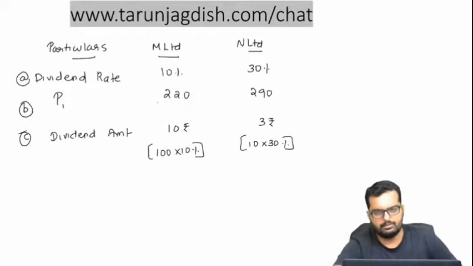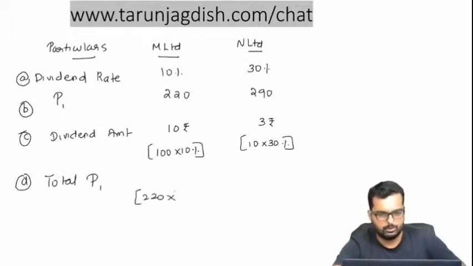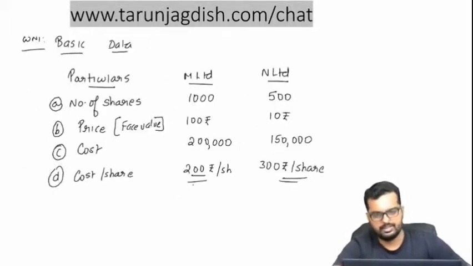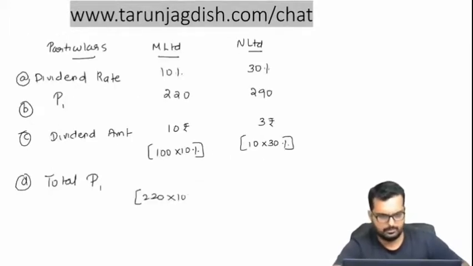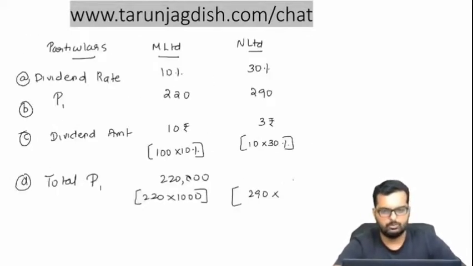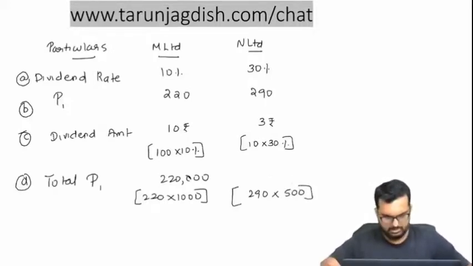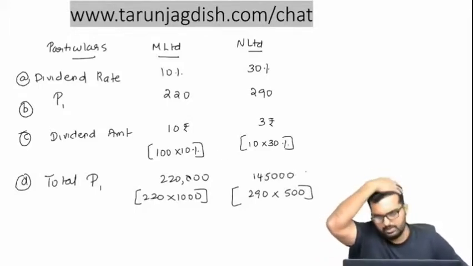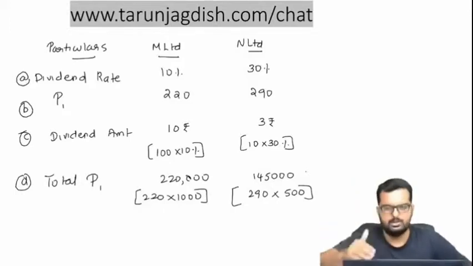So we have the dividend rate, we have the P1, we have the dividend amount. From this, I'll find out my total P1. Total P1 will be 220 into number of shares. How many shares are there? 1000. Do I get the answer as 2,20,000? And the second one would turn out to be 290 into 500. That turns out to be 1,45,000. That is the P1 you are getting over here. Dividend is given as 10 rupee.